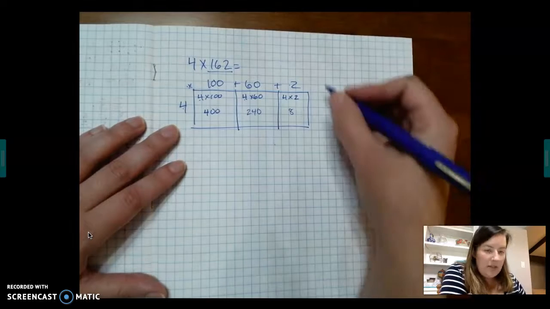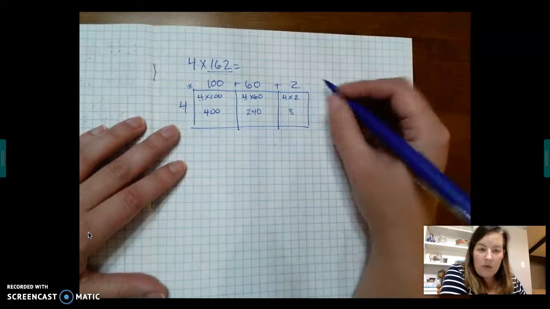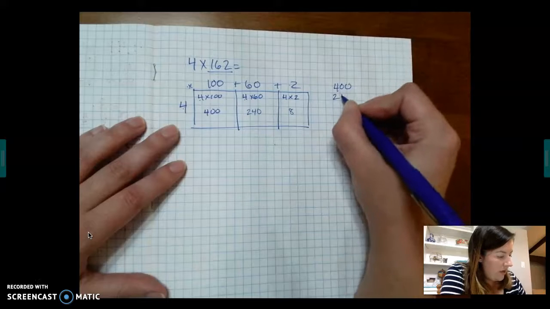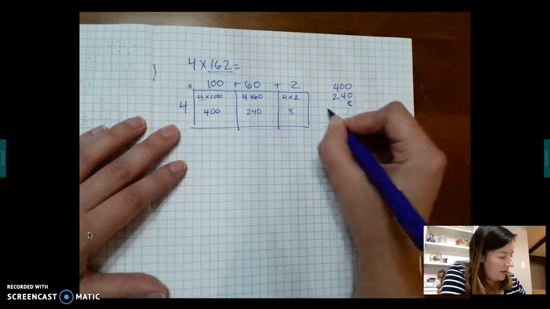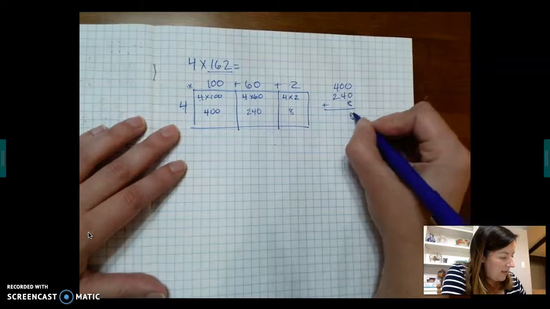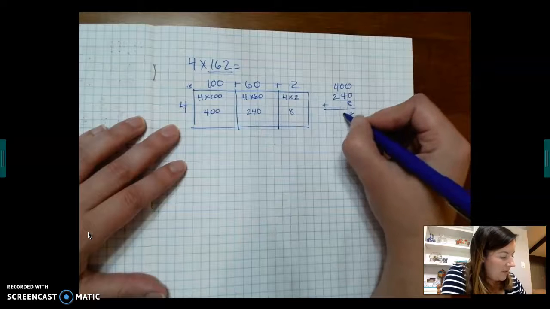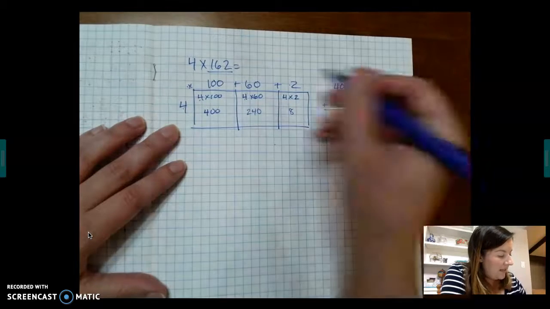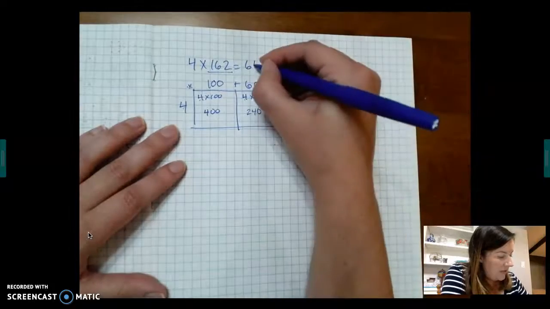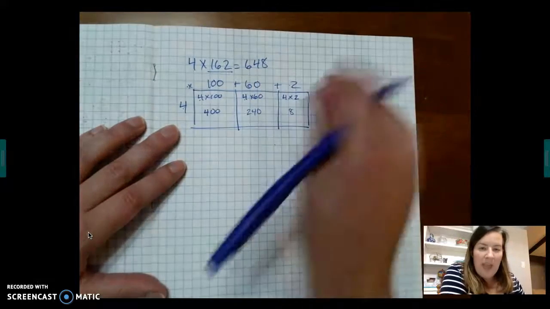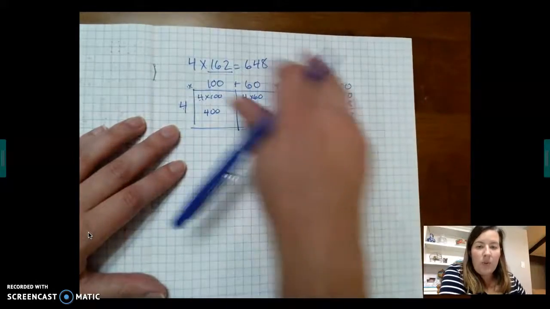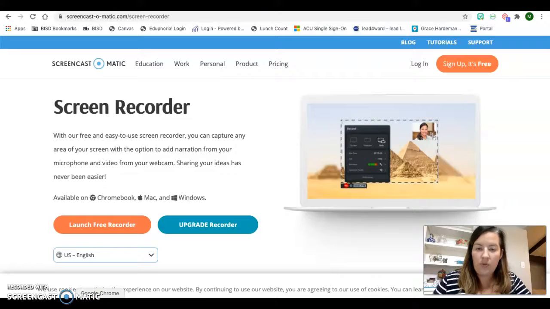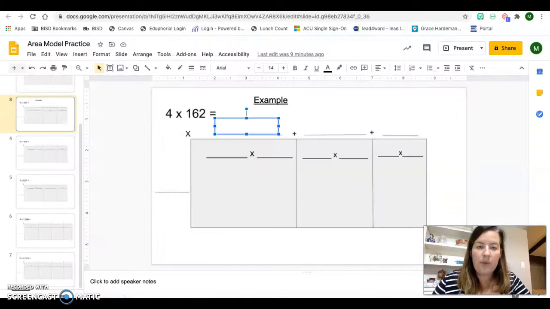The last step I need to do on my paper before I'm going to go to the Google slide is add them all up. So add up 400 plus 240 plus 8. My ones place I have an 8, my tens place I have a 4, and my hundreds place I have a 6. So my final answer is 648. After you have solved the problem on paper, then you're going to go to your Google form.